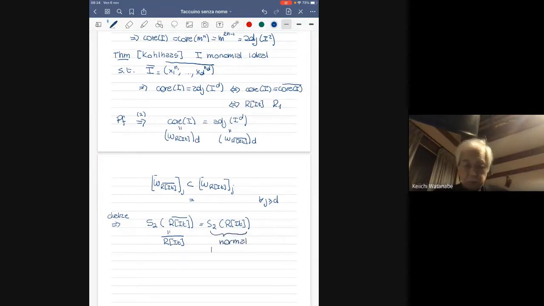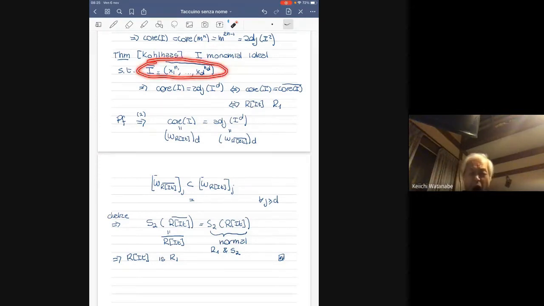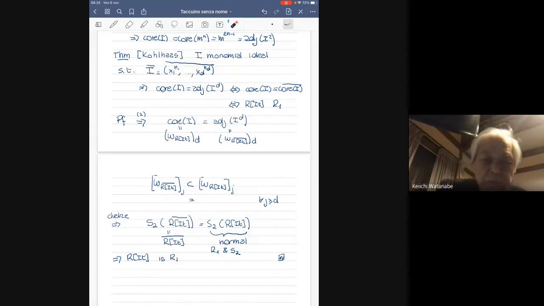But if it's normal, it is R1 and S2. But you don't obtain the R1 property when you S2-ify. The R1 property must have been in the ring already. So R[It] is R1. Okay? So this is why R[It] has to be R1. And the hope, as I said, and this is one of the open problems I really would like to point out, is trying to prove this same result without this condition. We believe that this is true without that condition.